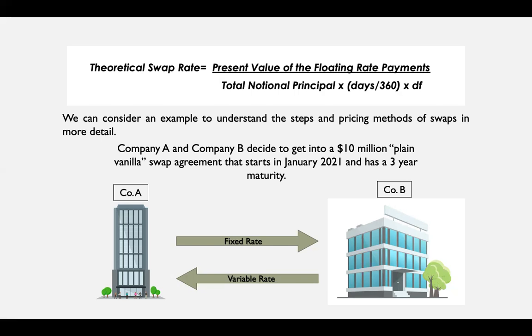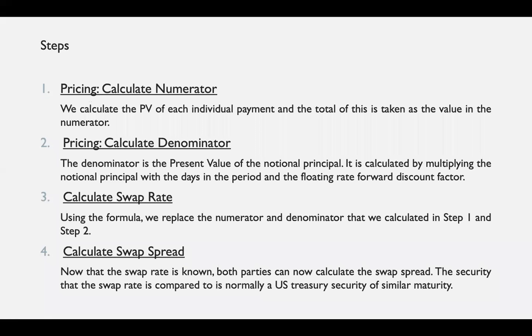So step 1 of the pricing method is to calculate the numerator. Now the numerator, as we mentioned, was the present value of the floating rate payments. The way that we calculate the present value is we forecast the future semi-annual payments, and we take semi-annual payments because we took the 6-month LIBOR rate as our floating rate. We forecast the future semi-annual payments using the LIBOR futures rate up till January 2024, because this contract was entered into in January 2021, and the maturity was after 3 years. So we calculate the present value of each individual payment for every 6 months, and the total of this is taken as the value of your numerator.